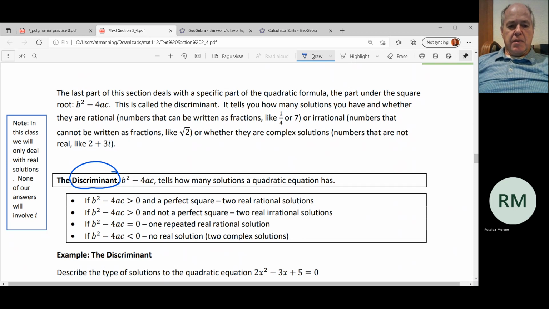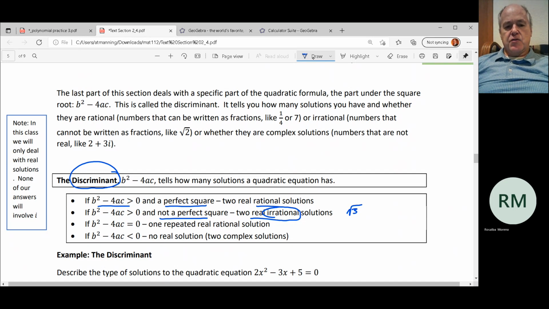So b squared minus 4ac greater than 0, and that turns out to be a perfect square, like 25 or 9 or 16. Well, then you've got rational solutions. There's no square roots involved. It's plus or minus some number, not inside a square root. If it's not a perfect square, you have real but irrational solutions, something like that square root of 3. That's irrational.